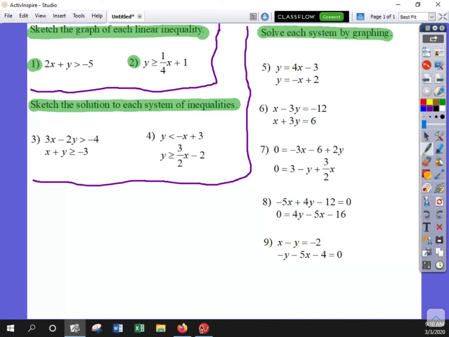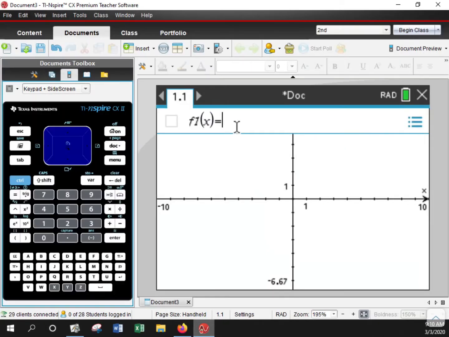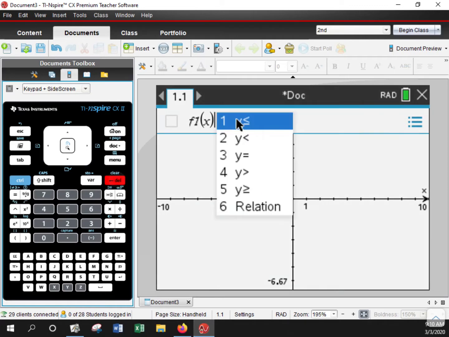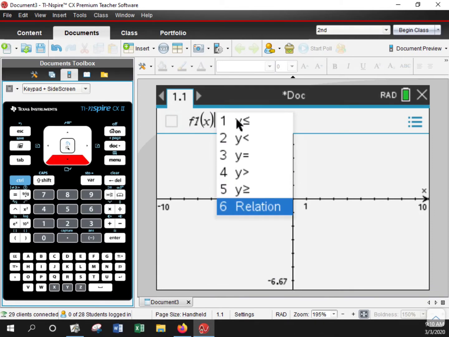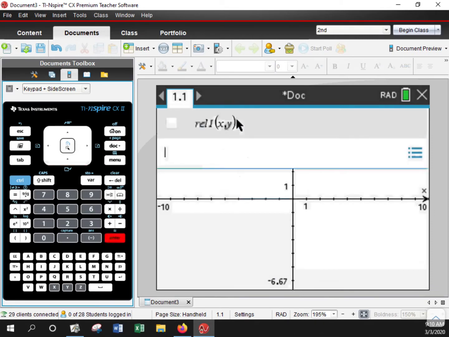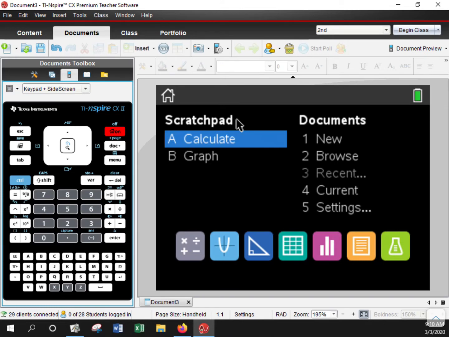So the first thing we probably want to do is get it into a different format. The easiest way to do that is to just hit delete from that equal sign, and then notice I've got some inequalities, or I can just go down and choose the generic relation right there. So that's the easiest option that I can go with at this point.